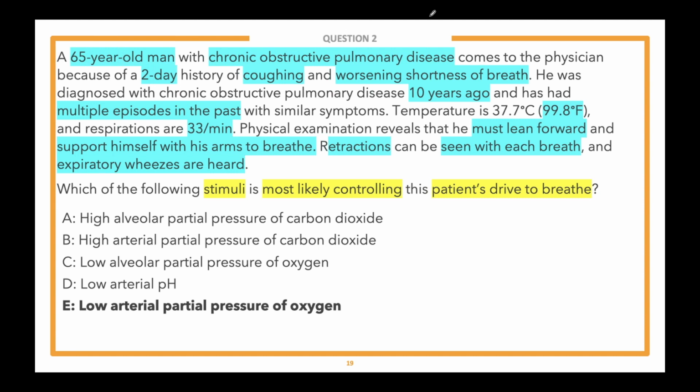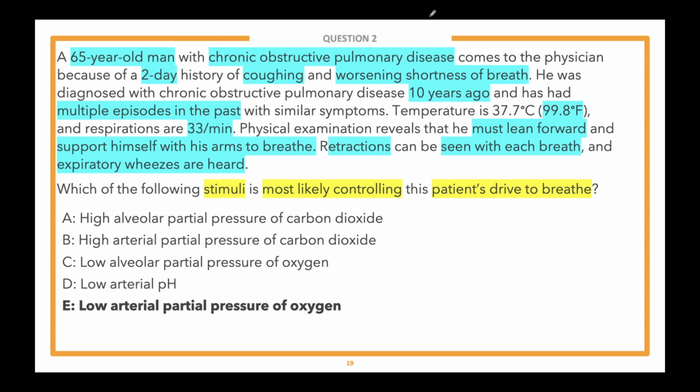However, certain patients have chronic hypercapnia, such as in patients with COPD. So their baseline level of CO2 is chronically a little bit elevated because they're not able to breathe out as well as other patients. So in these patients, the respiratory drive and the stimuli of carbon dioxide kind of gets blunted over time.